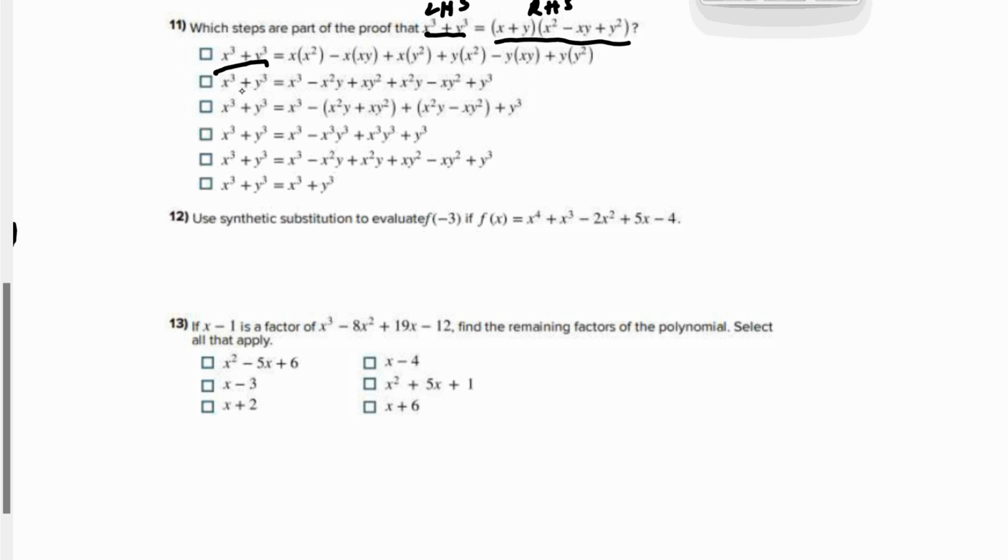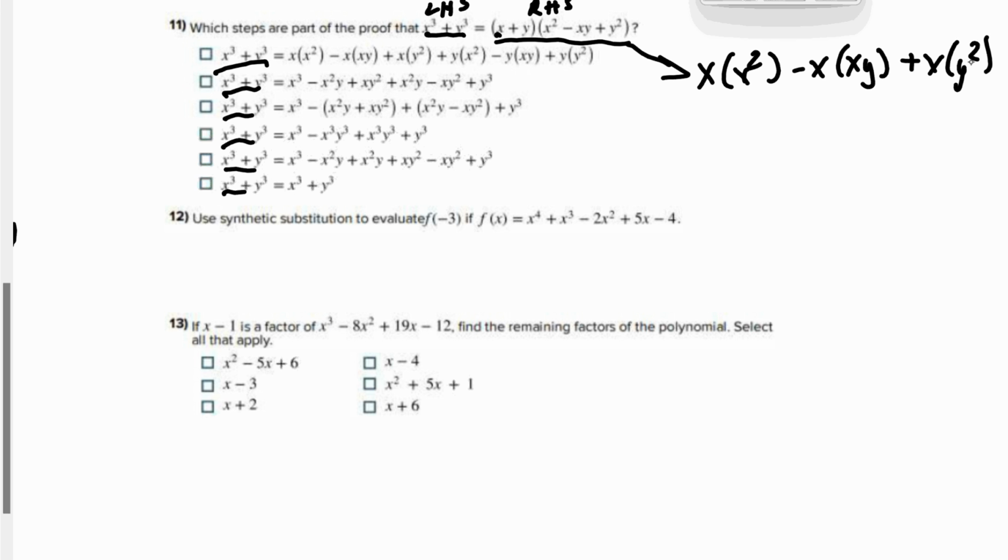I can see that the left-hand side is the same throughout, so that means I'm going to change the right-hand side. Left-hand side is going to stay the same. So I have a parenthesis and another set of parentheses. That's multiplication, so I'm going to take this x and multiply it by all three of those. So x times x squared, and then x times xy, and then x times y squared, and then I'm going to take y and times it by all three.